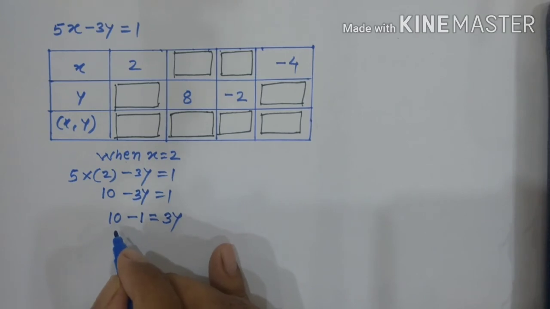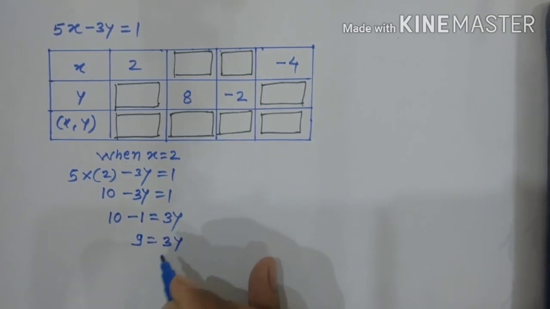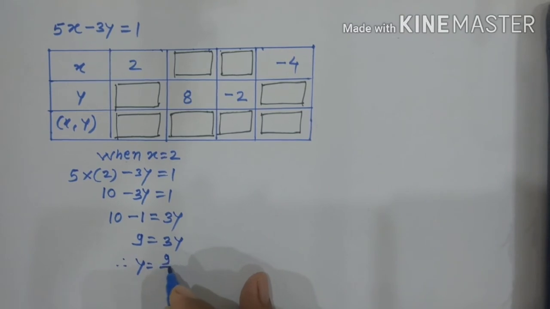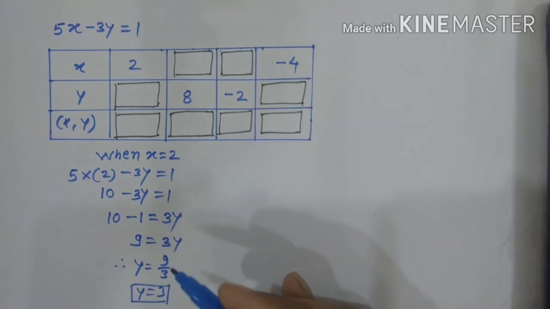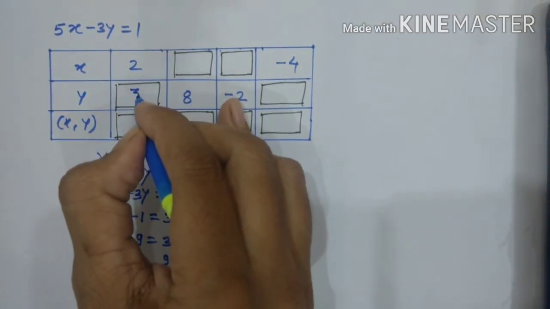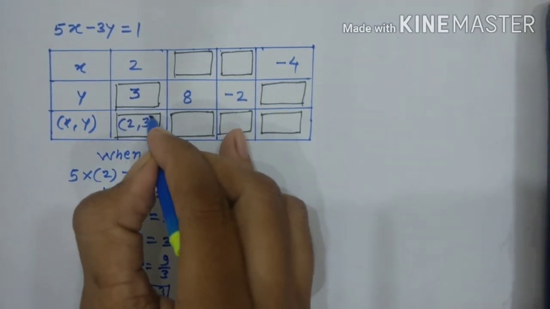Therefore 10 minus 1 gives us 9 equal to 3y. Transpose 3 to the left side. Therefore y equal to 9 upon 3. Therefore y is equal to 3, since 3 threes are 9. Put this value of y in the second column. That is, the value of y is 3. Our solution is 2 and 3.